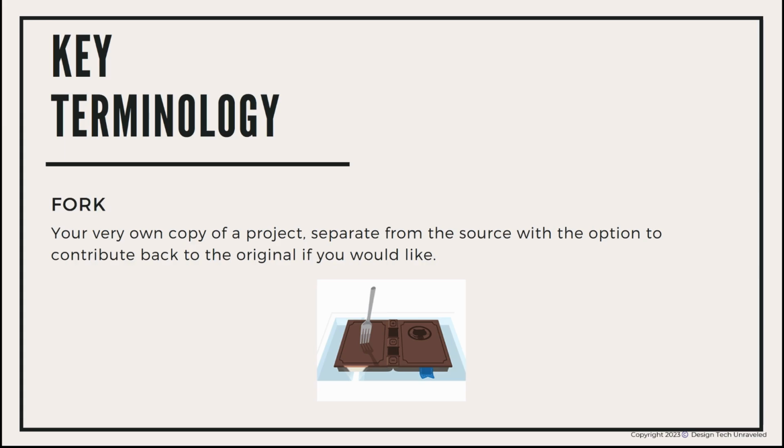Kind of building upon branch a bit more is fork. So you can have your very own copy of a project separate from the source with the option to contribute back to the original. This is kind of like a local file as well, but it's almost like a second central file that you can work on its own, or you can push it back to the main project if you'd like. So it's like an enhanced local file that can exist on its own or contribute back to the parent as well. Forks are very powerful, and that's how you actually contribute to the Dynamo GitHub as well. You create a fork, that's your own version of it, make your changes, and then you submit it to the repo at a later time when it's ready to go.